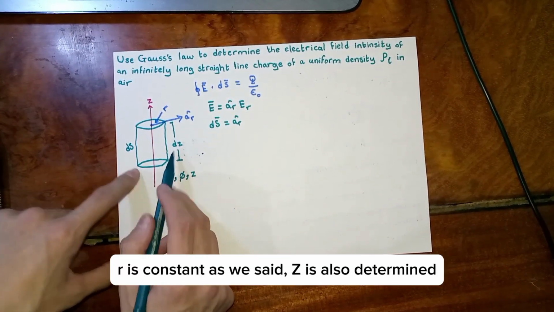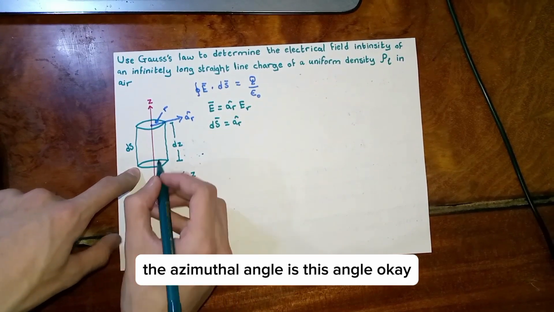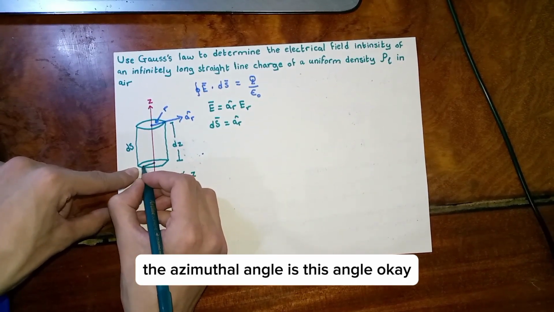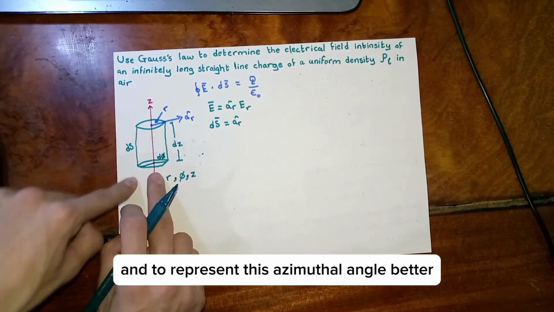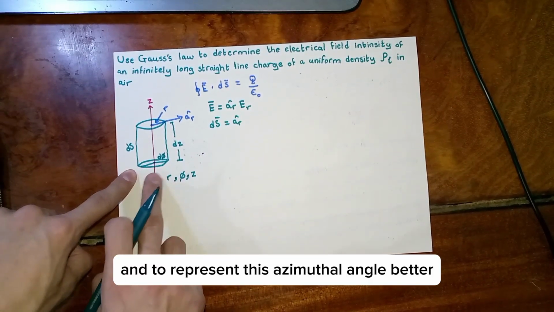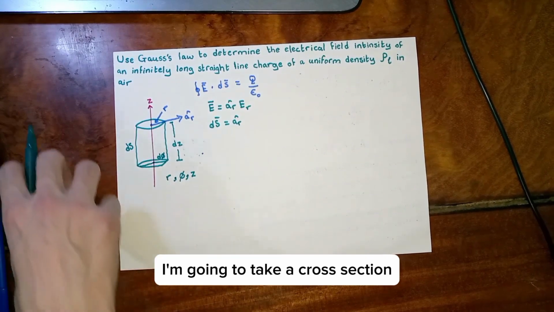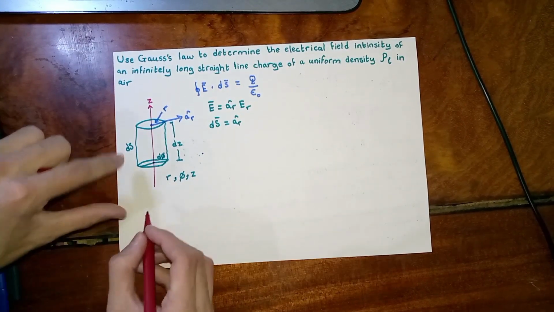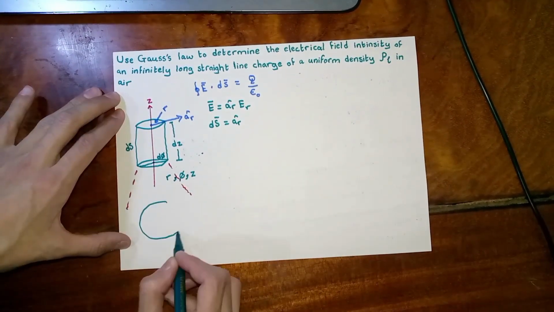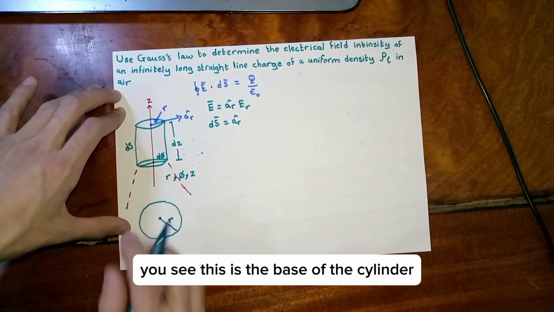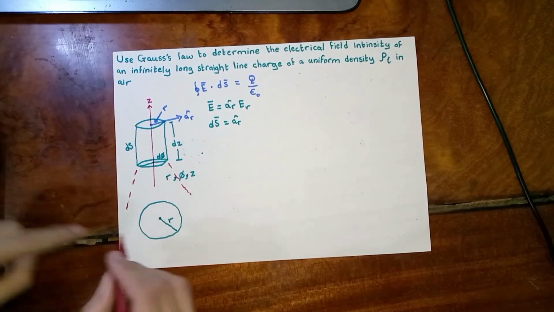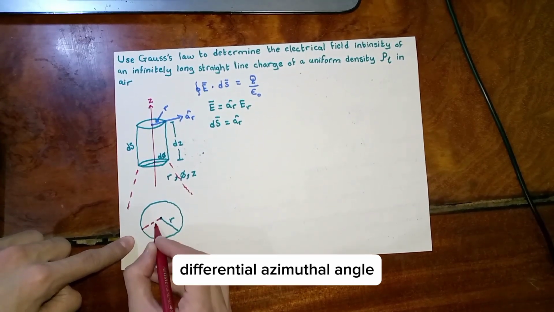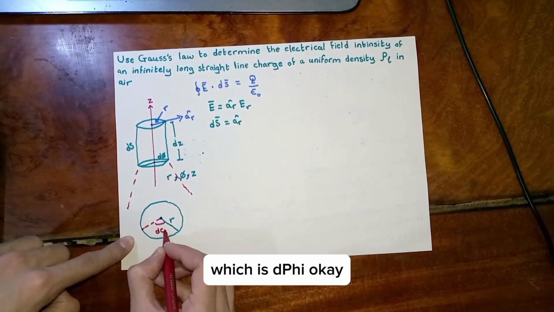Z is also determined. The azimuthal angle is this angle. And to represent this azimuthal angle more, I am going to take a cross section from this cylinder down there. You see, this is the base of this cylinder. It's going to have this differential azimuthal angle, which is d phi.